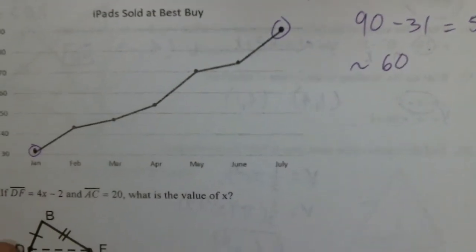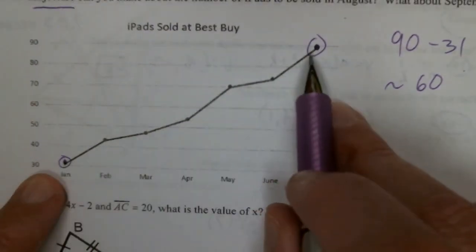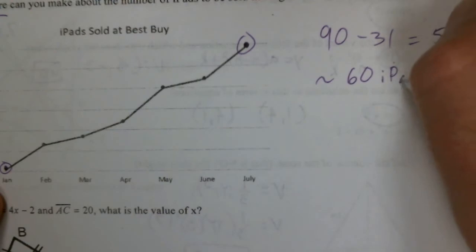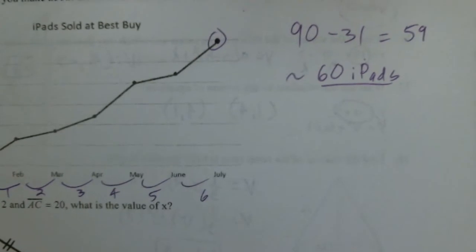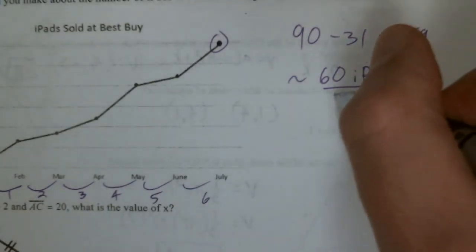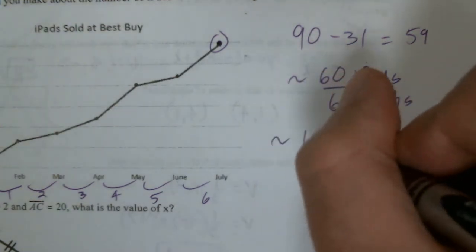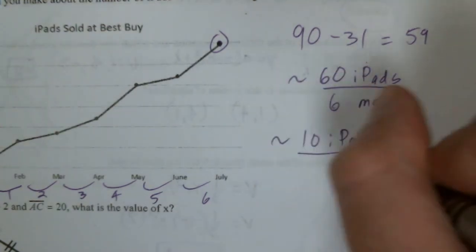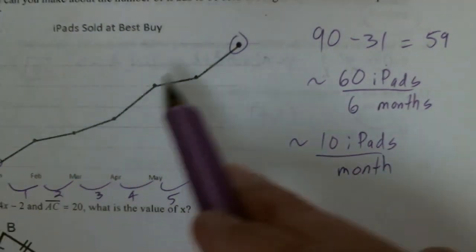That's approximately 60. So over the course from January to July, we've gone from about 30 to about 90. That's 60 iPads sold over the course of how many months? 1, 2, 3, 4, 5, 6. So we've sold 60 iPads in 6 months. 60 divided by 6, that's approximately 10 iPads per month. Okay, I get a good feeling of what's going on here in the chart.